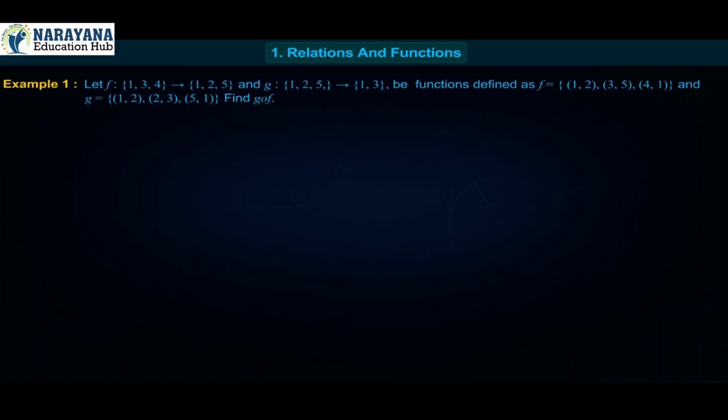Example 1. Let f from the set {1, 3, 4} to the set {1, 2, 5} and g from the set {1, 2, 5} to the set {1, 3} be functions defined as f is equal to the set of ordered pairs (1, 2), (3, 5), (4, 1) and g is equal to the set of ordered pairs (1, 3), (2, 3), (5, 1). Find gof. Solution.